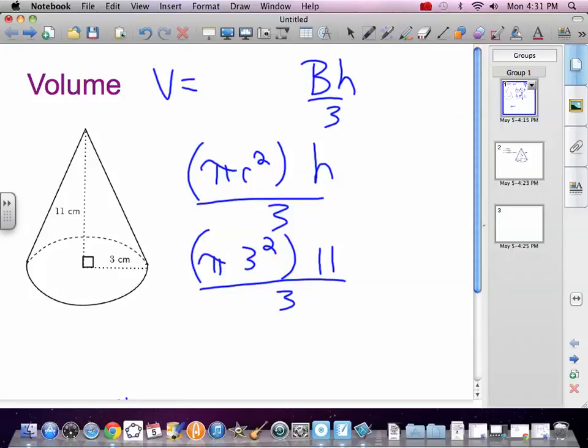9 pi, 27. Well, let's see, I might have messed it up. Pi times 3 twice, divide by 3 times 11. 103.67. Let's see, r is centimeters, so the r squared is going to get you centimeters squared, and then there's another centimeter with the h, that's centimeters cubed.